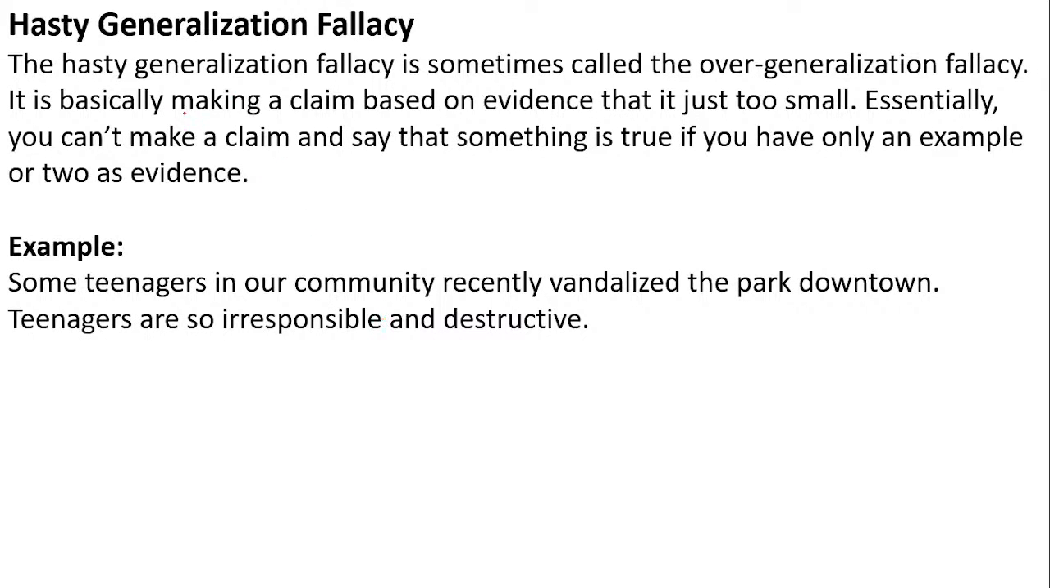Now, hasty generalization fallacy. So, hasty generalization fallacy is also called overgeneralization fallacy. So, it is basically making a claim based on evidence that is just too small. Means there is a small evidence that you have. On that small evidence basis, you are giving a general statement. Okay, you are giving a claim. Essentially, you can't make a claim and say that something is true if you have only one example. Okay, like if you have one, two, or three examples, you should not make a claim.